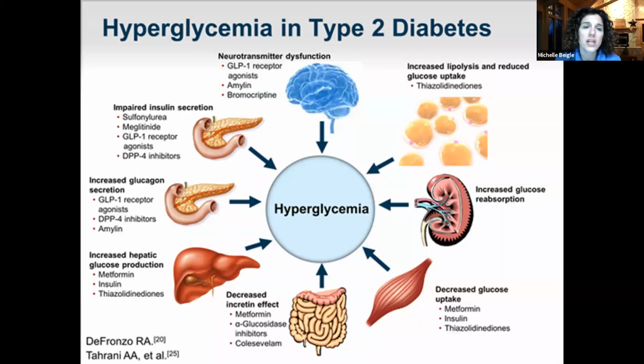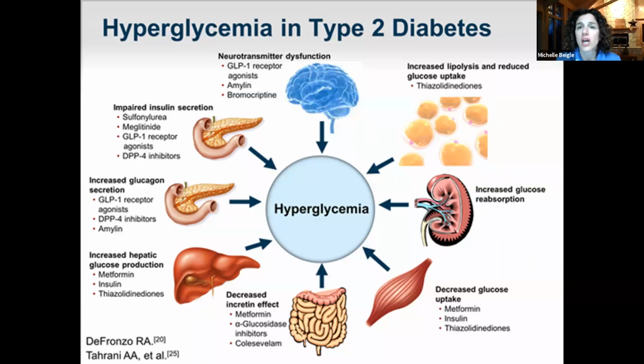So we know that they do not secrete insulin the way that a non-diabetic does. We also know that there's some insulin insensitivity going on in the body. We do know that they overproduce glucagon and glucose, both from the pancreas and from the liver. We know that there is decreased what we call incretin effect, which will come up later. We know that there's decreased glucose uptake in the muscles. We know that the kidneys aren't doing their job and they're increasing the amount of glucose that they're bringing back into the body rather than releasing it as urine.